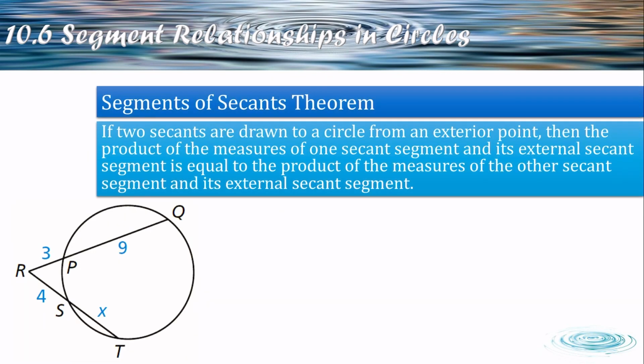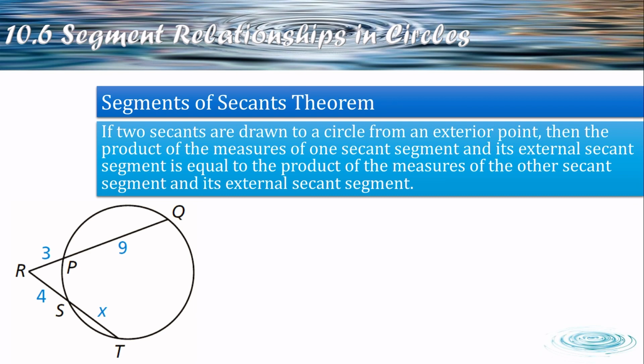Our next theorem is the segments of secants theorem. If two secants are drawn to a circle from an exterior point, like in the picture, then the product of the measures of one secant segment and its external secant segment is equal to the product of the measures of the other secant segment and its external secant segment.